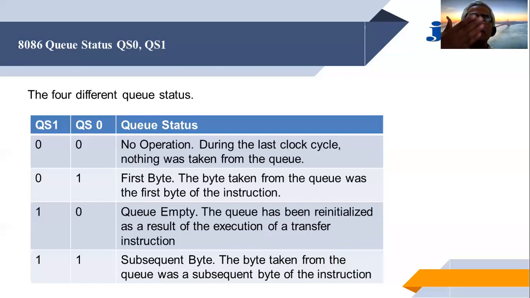It means I read one instruction, and when I read the second instruction from the queue, that is a subsequent instruction, unless some kind of decision is taken to empty the queue, so that it is out of the normal sequence of operation, and we have to fetch from somewhere else. So QS1 and QS0 indicate the status information.